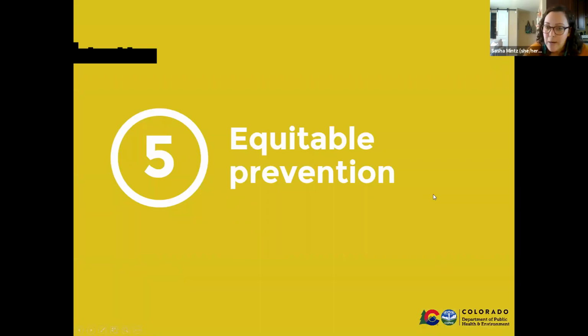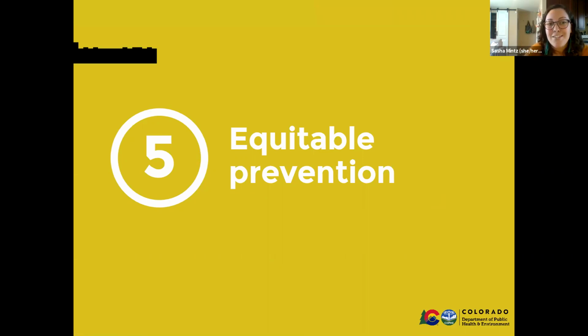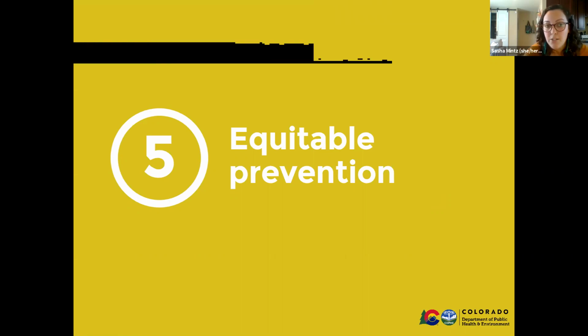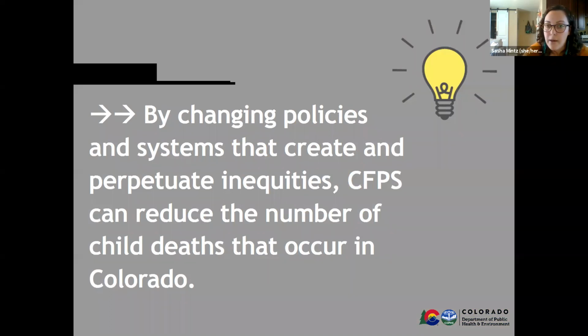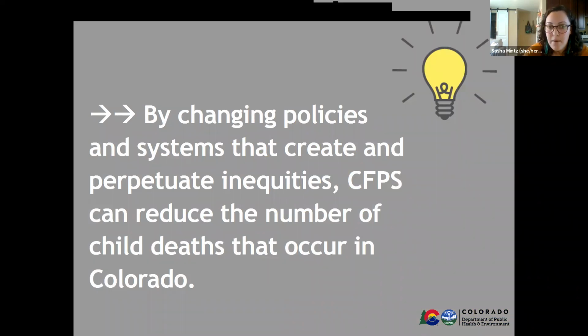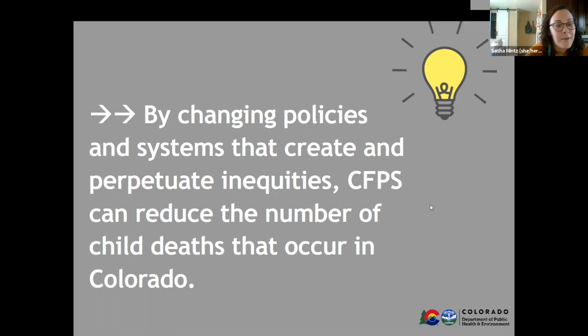So by sharing disparity data with a comprehensive equity lens, we're able to move towards more equitable prevention strategies using a shared risk and protective factor approach. Stated more clearly, sharing thoughtfully framed data in the way I just talked about helps us as a system, as well as our external partners, understand that by changing the policies and systems that create and perpetuate inequities, we can reduce the number of child deaths that occur in Colorado and eliminate disparities.